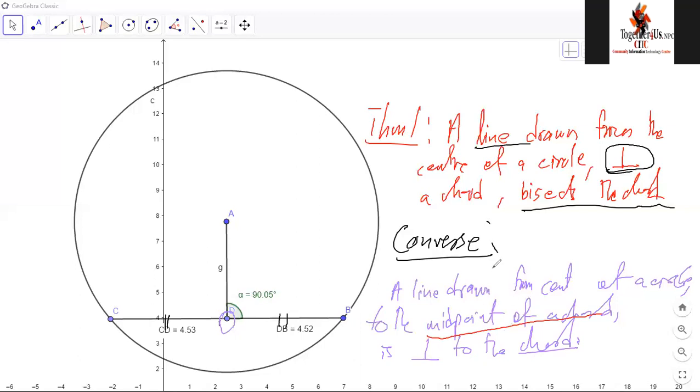So the converse says, well, if you know that the line bisects a chord, then you must know that it is perpendicular to the chord. A line, by the way, drawn from the center, not just any line. And the original theorem says, well, any line from the center that happens to be perpendicular to a chord, that line actually bisects the chord. So that's what the theorem says.